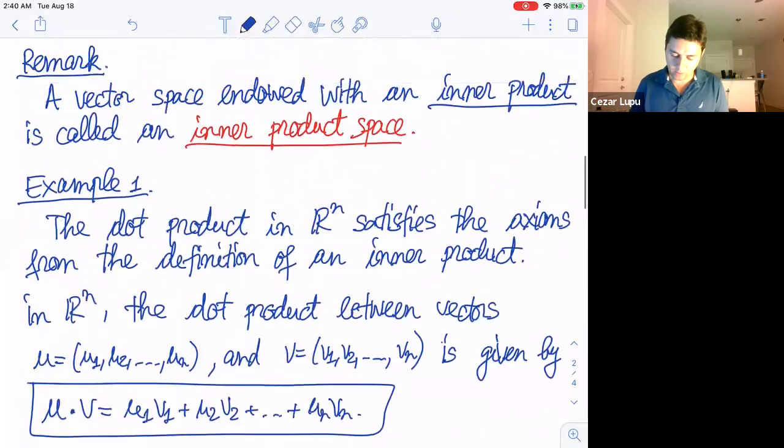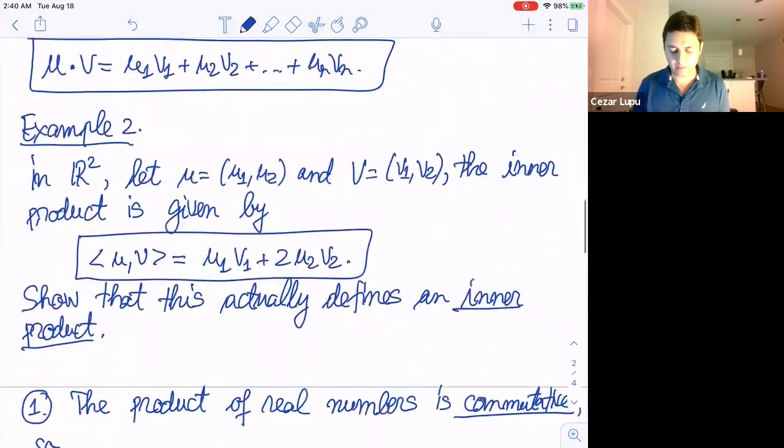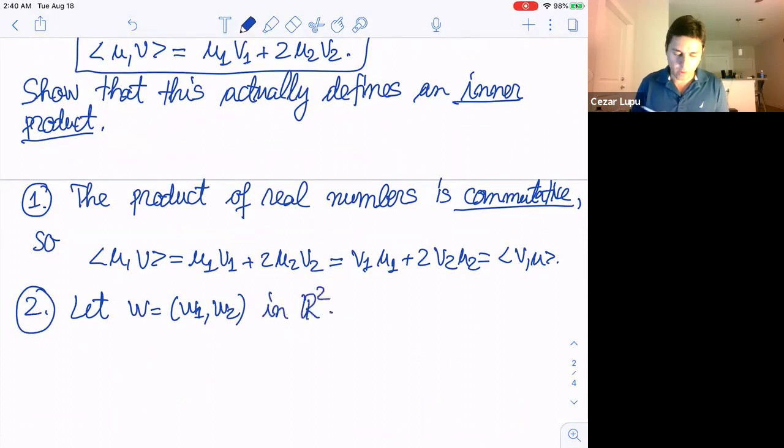If you look at the second one, we want to show that we have some kind of bilinearity. Well, you can combine both of them at the same time, but anyway, let's do it step by step. So for the second one, let w be this vector, w1, w2. Again, this is a vector in R2. And we want to look at the inner product between u and v plus w. And let's compute this by the definition, the way it's defined.